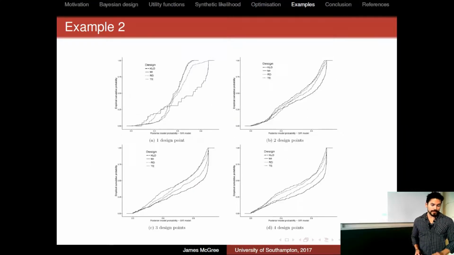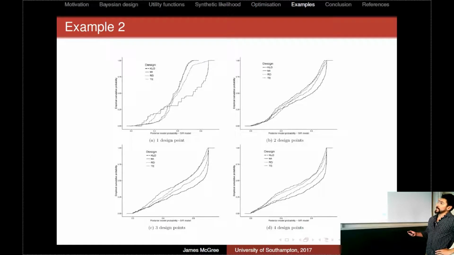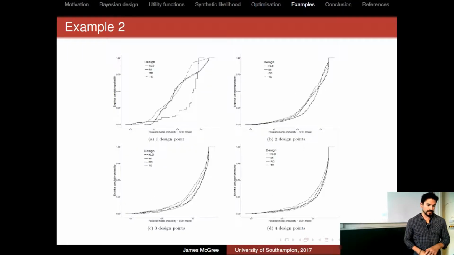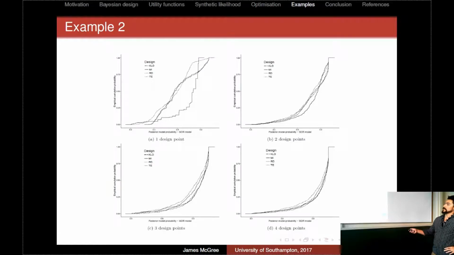Whereas if we look at the discrimination performance, when the SI model is true, there's a bit of a difference. And this continues as we increase the number of design points. These are the plots for when the SEIR model is generating data. There are fewer differences between the utilities. It's still sort of there, I guess, but you can't see it as much.